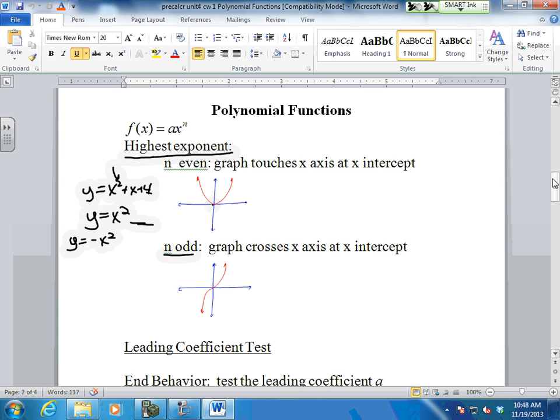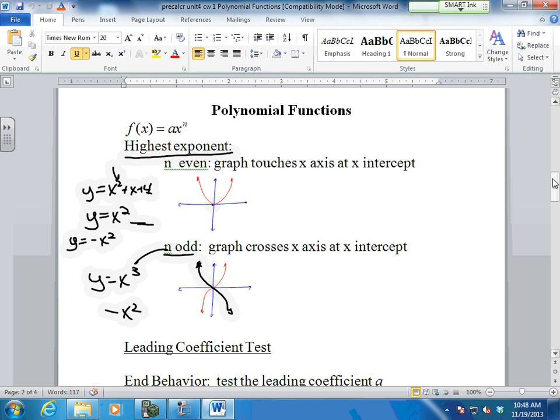Your odd one, this is your cubing. This is when your highest exponent is odd. Notice your end behaviors. I know you like this one better because your domain is all real numbers, your range is all real numbers, and you don't have to pinpoint anything. Notice one arm goes down, the other one goes up. If we took the negative of this, it's causing it to go the opposite way, but one still goes up, one still goes down.